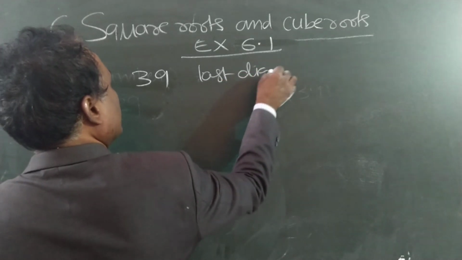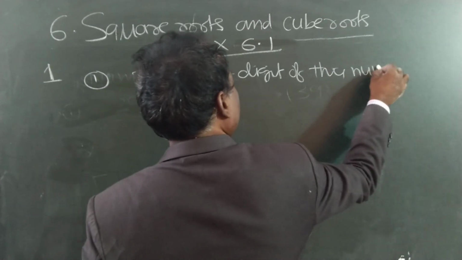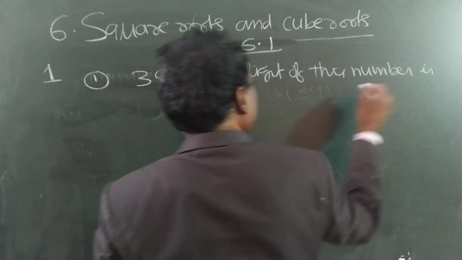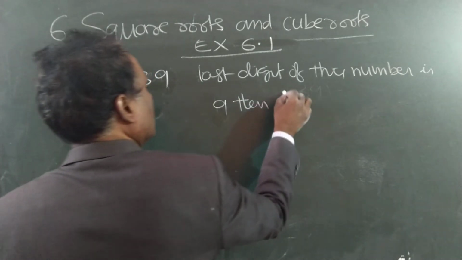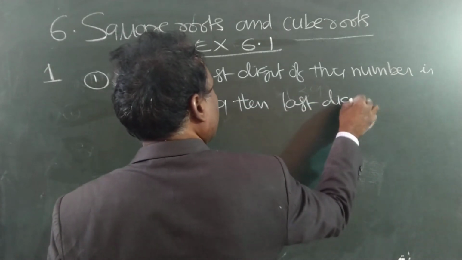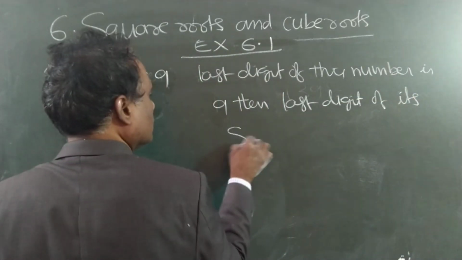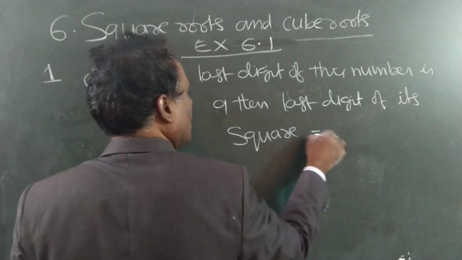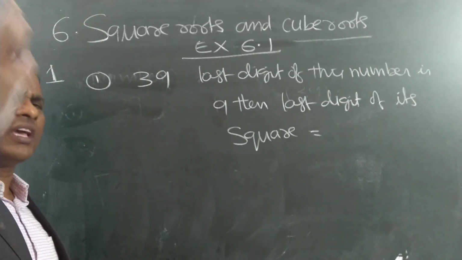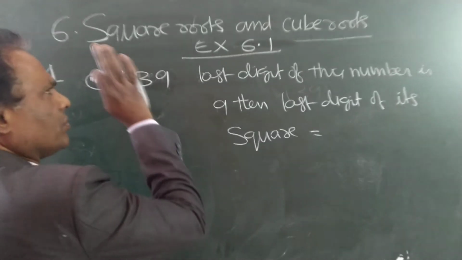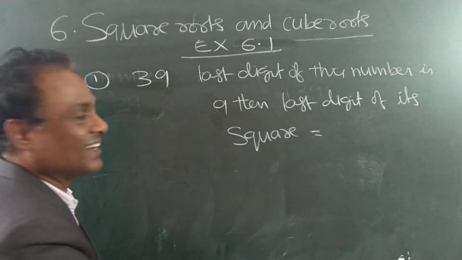Last digit of this number is 9. Then what is the last digit of its square? Don't square 39, since 39 squared is a big number. Just remember that 9 squared is 81. 81 means the last number is 1. Like that you can do it.